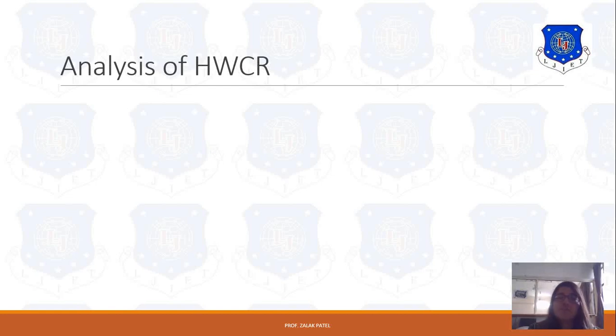First of all, as we discussed in the last lecture, in the analysis of HWCR we have seen that the average output voltage is given by Vm upon 2 pi into 1 plus cos alpha. Here alpha is the firing angle, Vm is the maximum voltage applied to the system. Here you can also use the term ELDC or EM in place of Vm and VLDC.